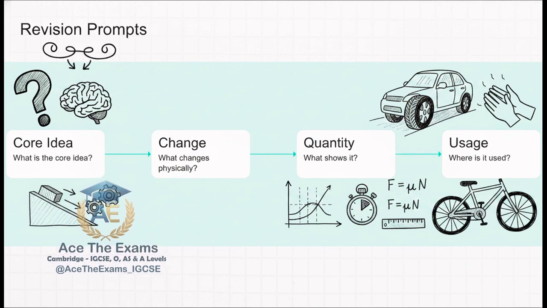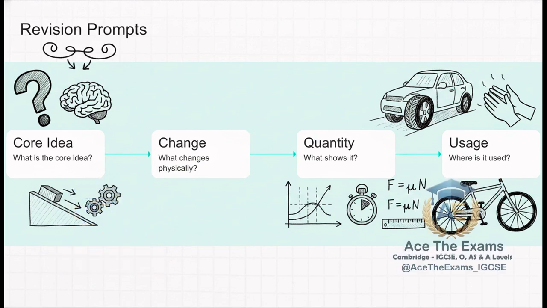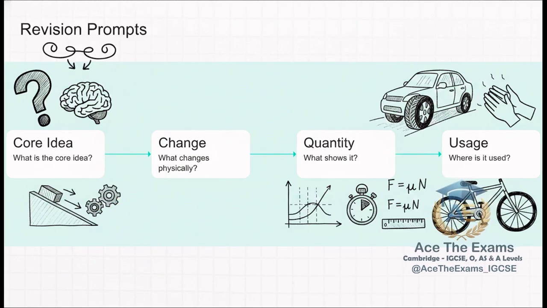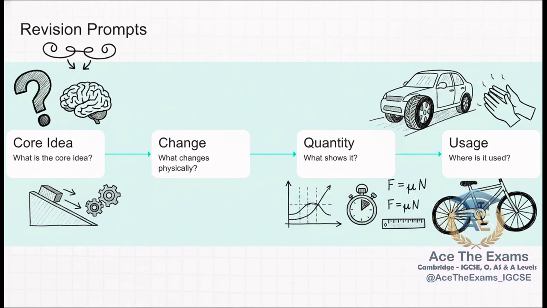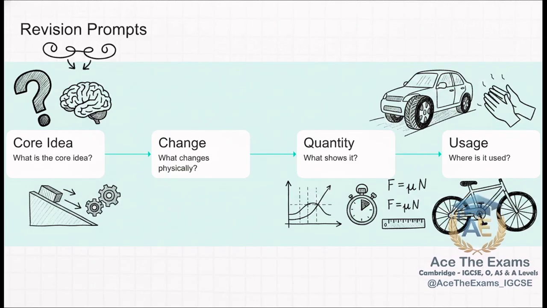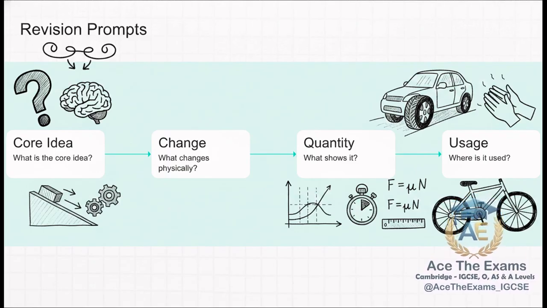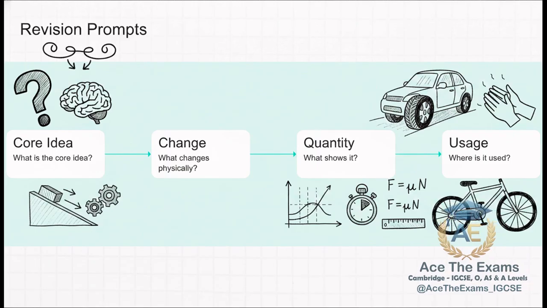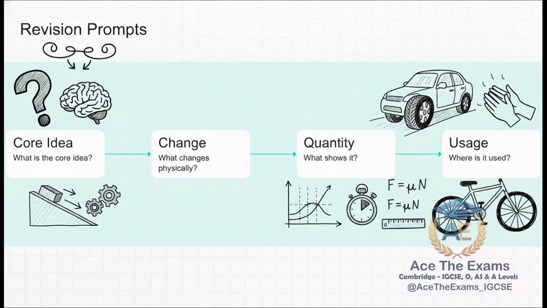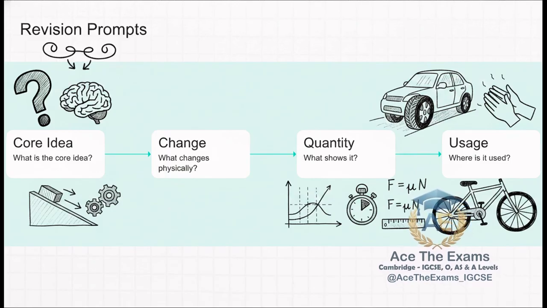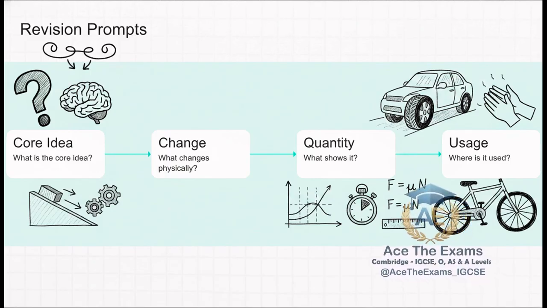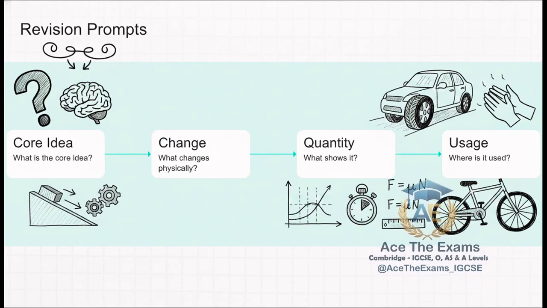These 4 questions are your ultimate revision prompt. When reviewing friction, or frankly, absolutely any complex topic in the Cambridge syllabus, I want you to literally ask yourself these questions out loud. 1. What is the core idea? Keep it simple. 2. What actually changes physically in the system? Is energy transferred? Does velocity drop? 3. What specific mathematical quantity, equation, or graph demonstrates this change? And 4. Where is it practically used in the real world? If you can answer these 4 specific prompts aloud without glancing at your notes, your knowledge is absolutely secure.